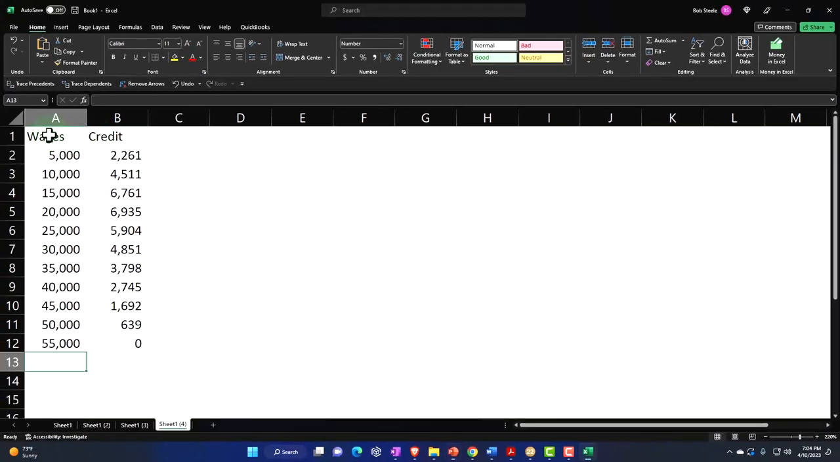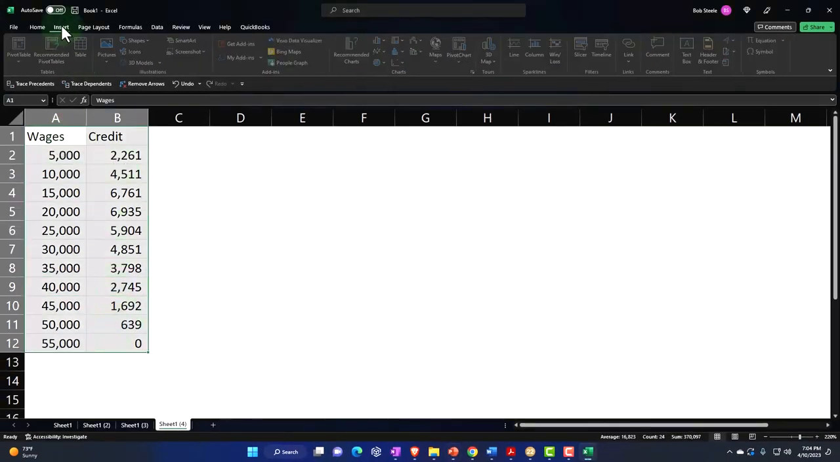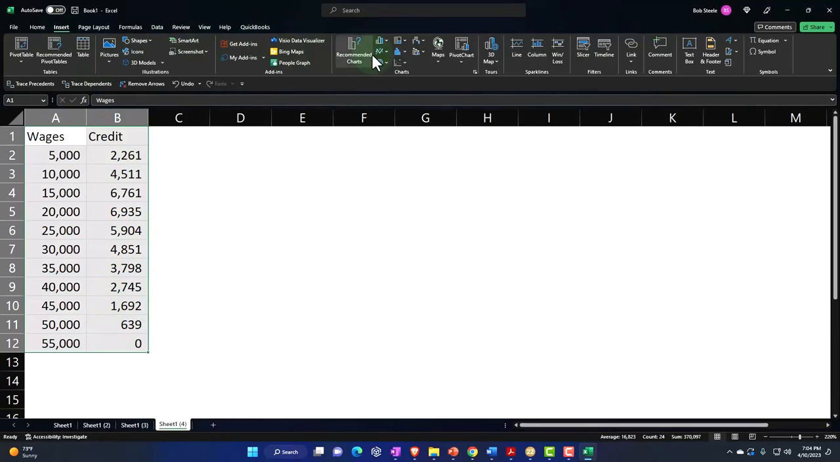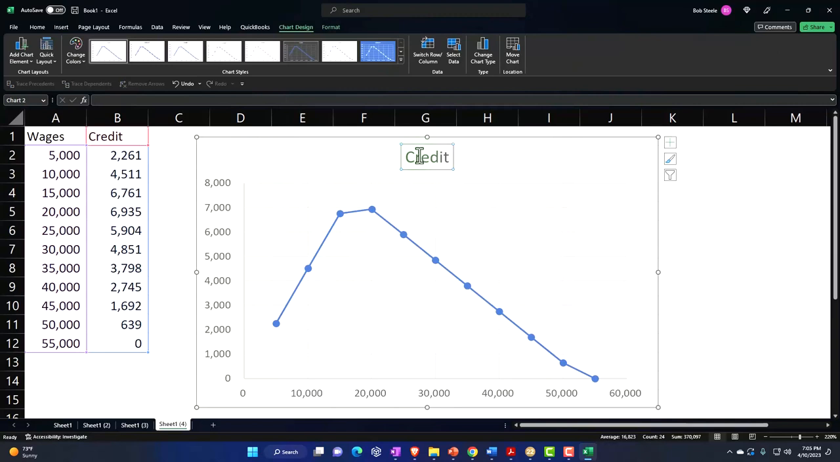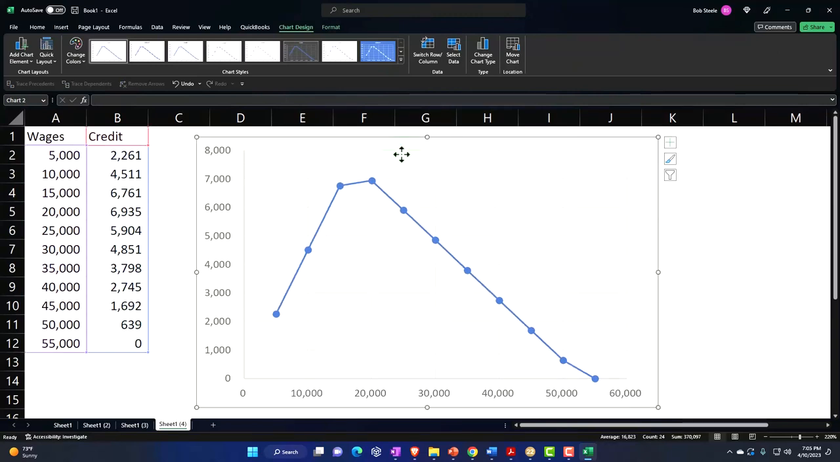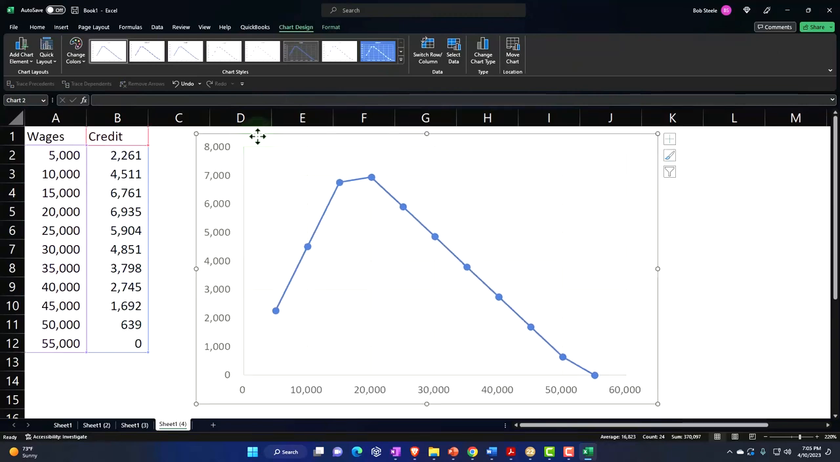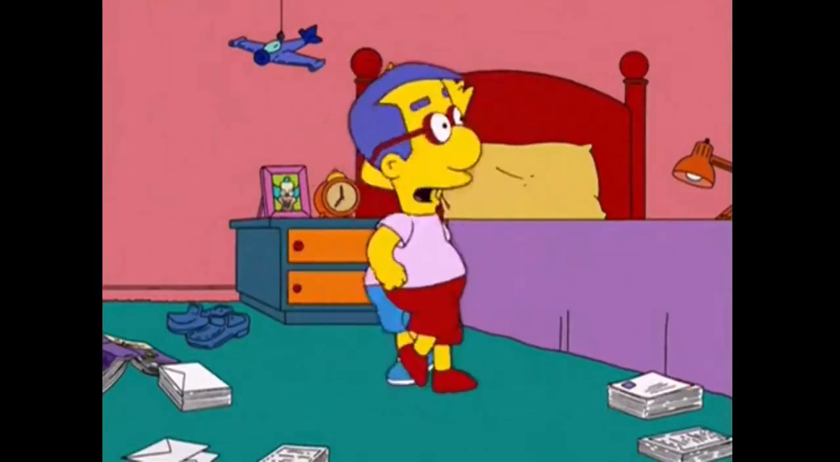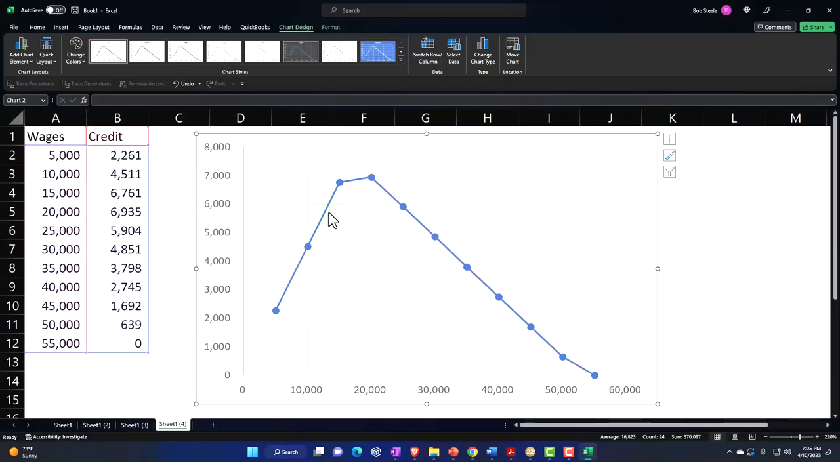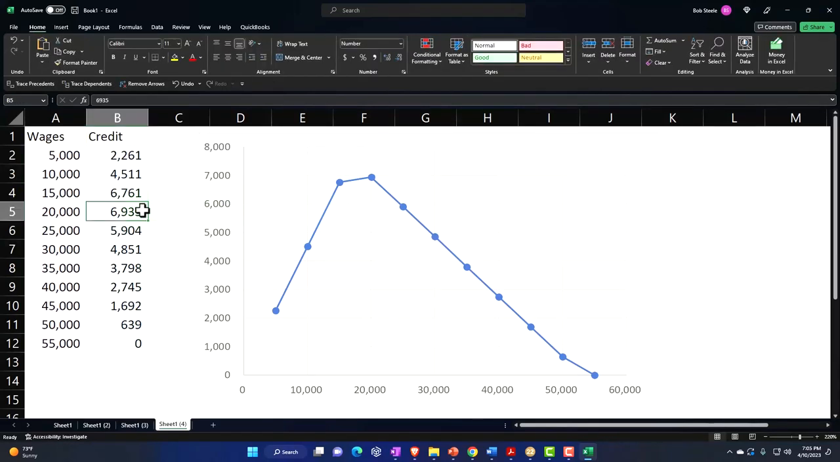You don't get anything. If I was to graph this, let's go ahead and insert the graph to get a pictorial representation. Because pictures, I like pictures. That's how I understand stuff. So as the income goes up, the amount of the credit goes up. It caps off at that 6935, around the 20,000, and then it goes back down again. So there we have it.